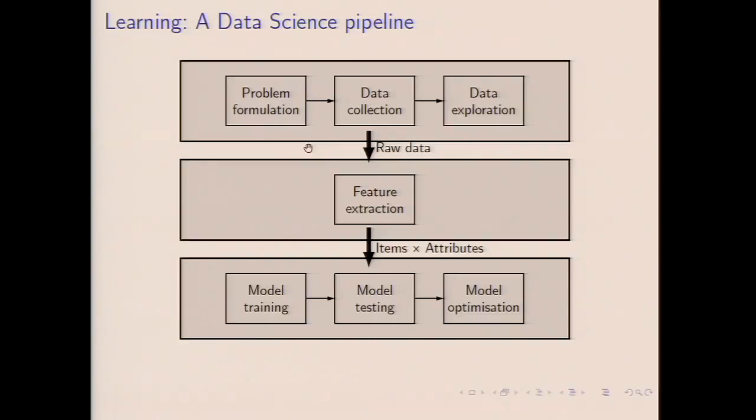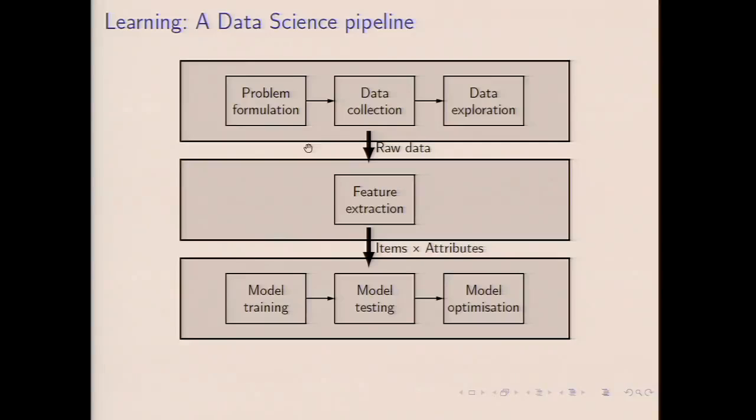So once you explore it, you will most likely extract some features, right? So there you have this raw data. Raw data is the data that you have collected, right? So based on your raw data, on your data set, you're going to extract some features. And you are going to create, essentially, a collection of items with some attributes, OK?